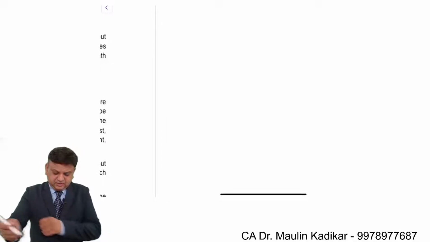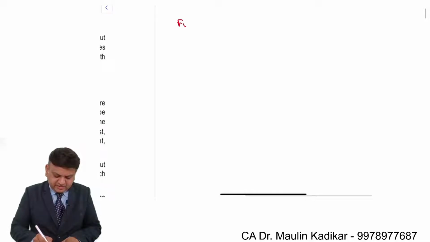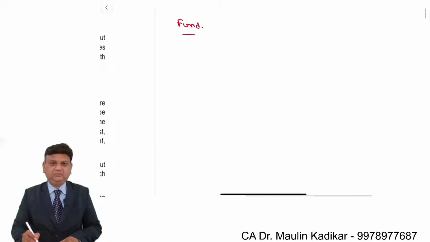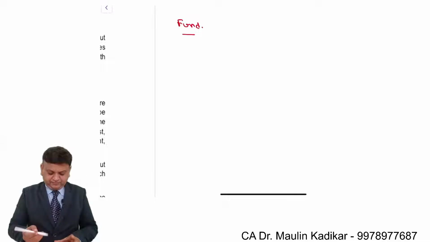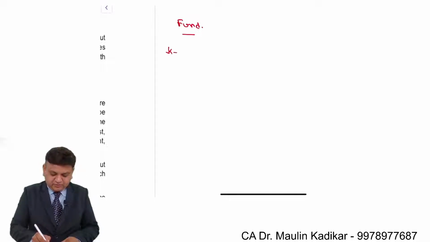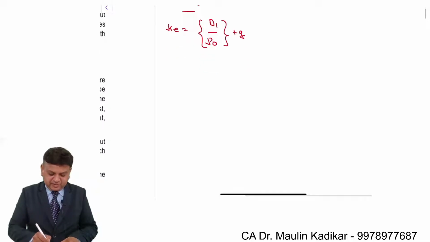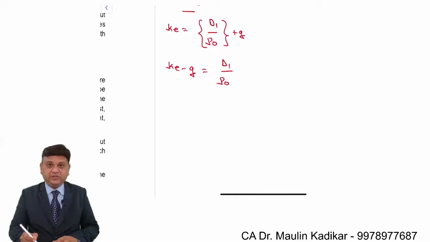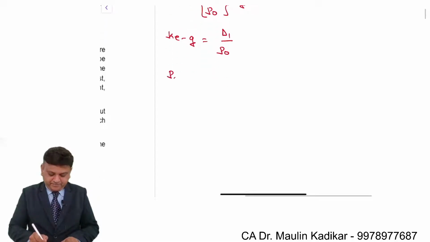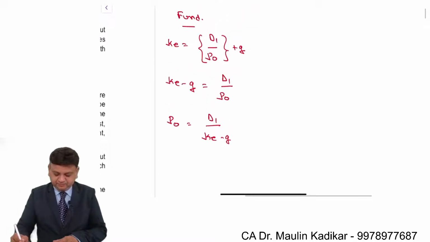So basically, we understand it something like this. Let me give you an example for fundamental analysis. We have studied certain formulas in this way. Ke = D1 / P0 + g. Now, if I simplify the formula in terms of the price, then Ke - g = D1 / P0, and P0 = D1 / (Ke - g).